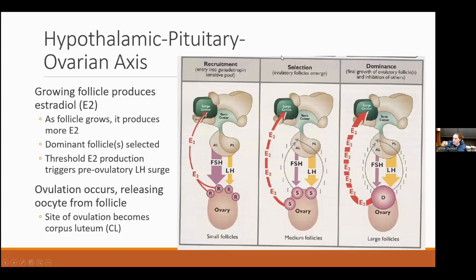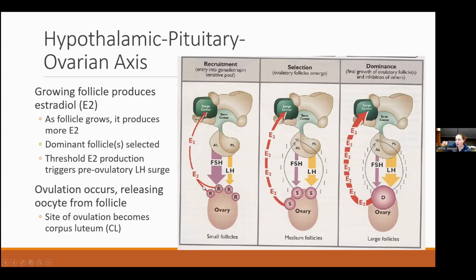These pictures are all from the Pathways to Pregnancy and Parturition book by Dr. Senger. Anybody that's ever taken a reproduction class in undergraduate or anywhere, this is kind of the major book that everybody uses. This is everything that I just said, but there's a nice figure here that shows what I'm talking about.